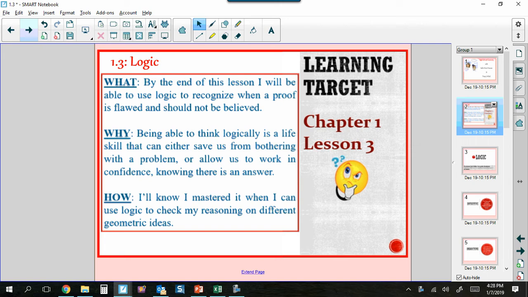Today we are going to be talking about 1.3 logic notes. Our learning target for today is that we will be able to use logic to recognize when a proof is flawed and should not be believed.